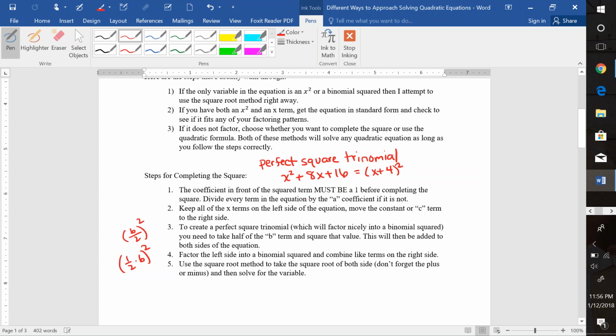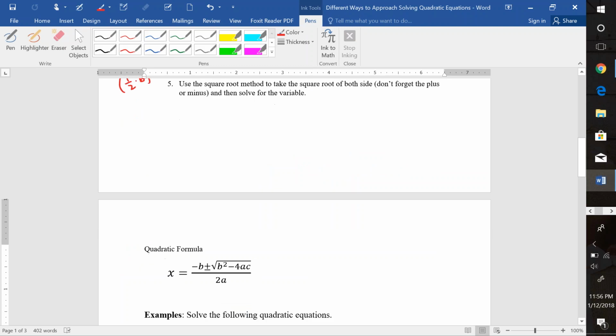So that's just the easiest way to describe that and to show it to you. So then we factor the left side into that binomial squared, and then we'll combine like terms on the right side because we do have to add that number to both sides of the equation to keep balanced. And finally, you finish off with the square root method to solve for your variable, and you don't forget your plus or minus.